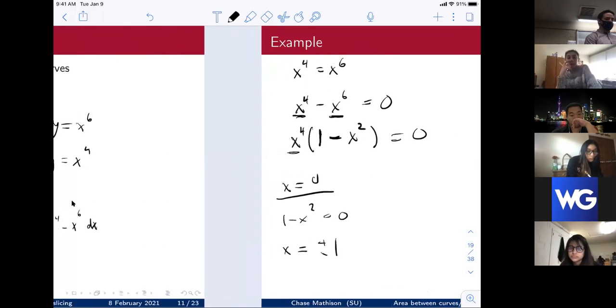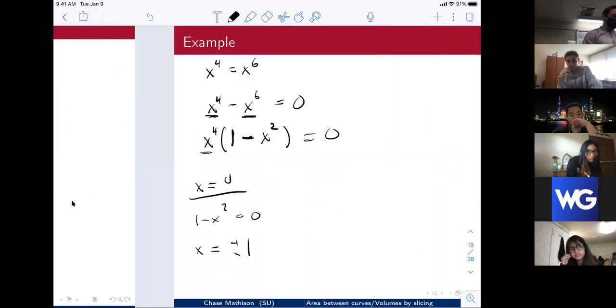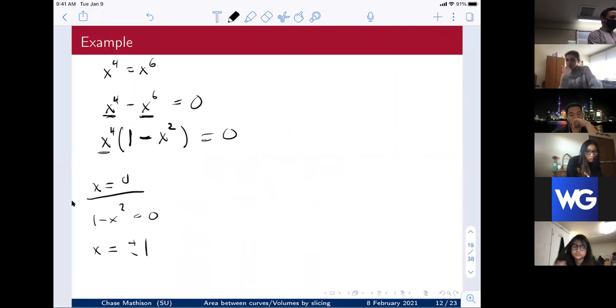The thing to be careful about is, yes, those curves do equal each other there, but the curves don't switch which one is on top and which one is on bottom. So x equals 0 is not really a solution we care about here. I only care about the fact that those two curves equal each other at -1 and +1. Okay. Top minus bottom.